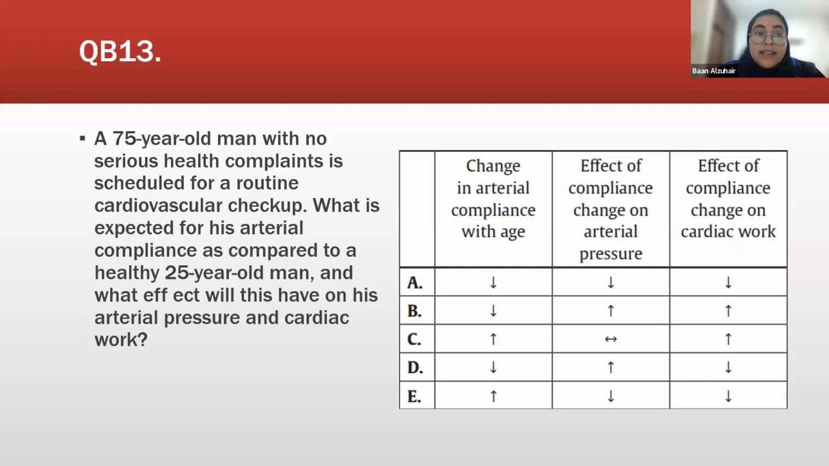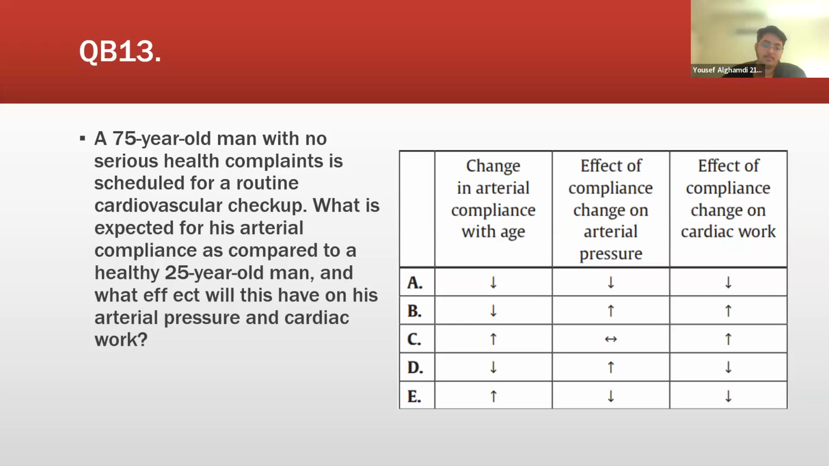The arteries are less compliant. Would the pressure go high or low? It would go high, right? They're less compliant. They're not working with you. They're giving you a hard time. So the pressure would be higher. They're giving you more pressure at work. So which one of A, B, and D has the arrow going up on the second column? B and D. Okay, we narrowed it down to B and D.